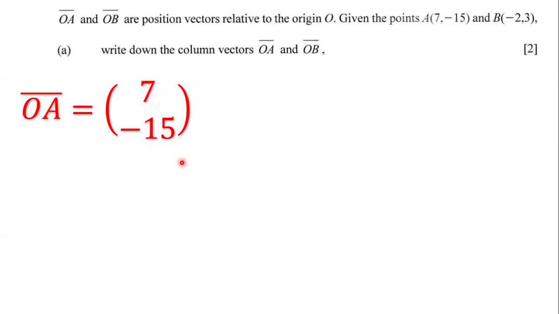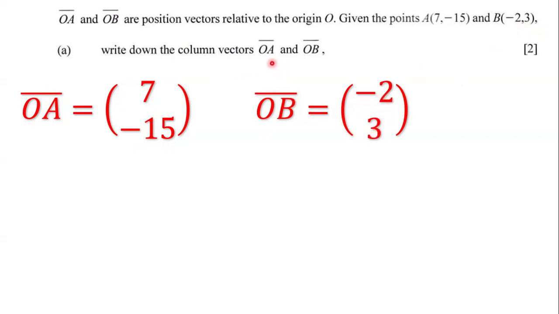And then we have OB. We do the same thing. Here B is written horizontally, but we write it vertically. So OB is equal to -2 on top and 3 at the bottom. And so that's how we can write OA and OB as column vectors.